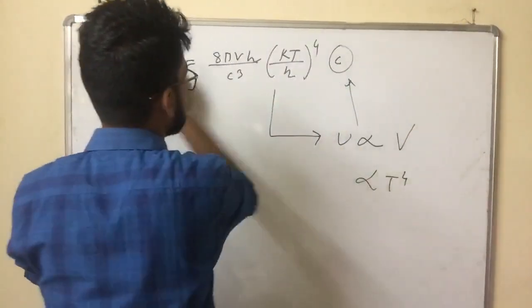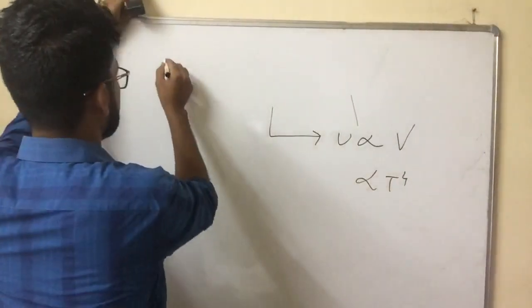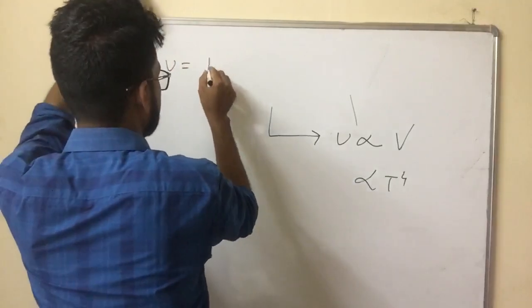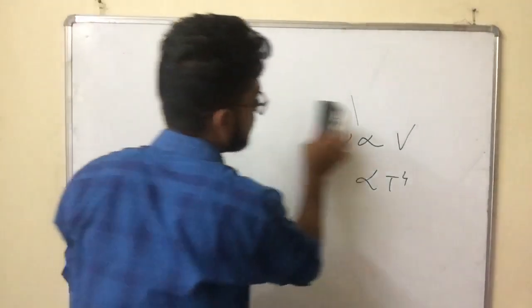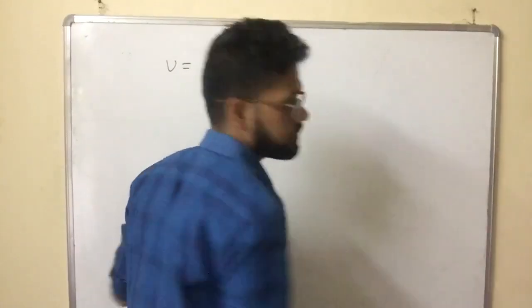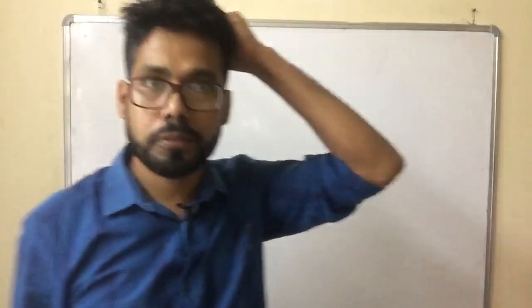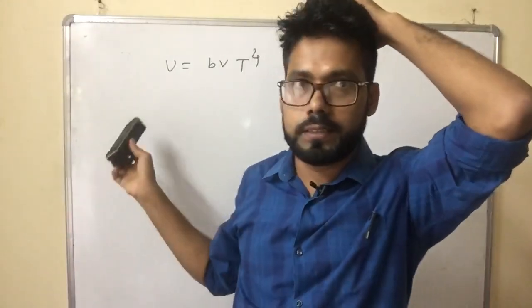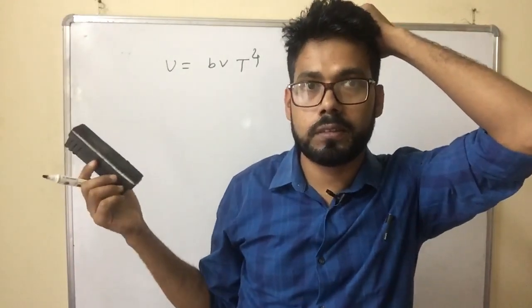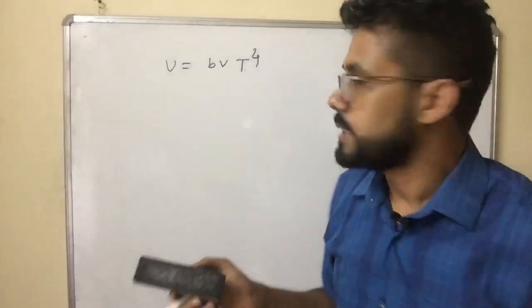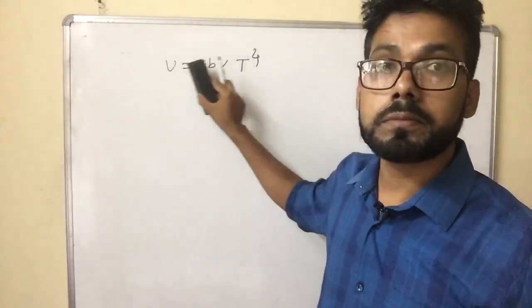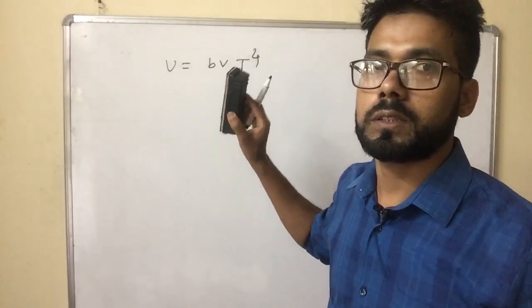I simplify it as a, and in questions it is often given like that: U equals b V T to the power 4. The question in the exam is like that: if the energy of a photon or phonon is this one, then what is the specific heat of the phonon? Suppose the phonon and photon relations are the same. So if this is the energy of the phonon in condensed matter physics, what is the specific heat?